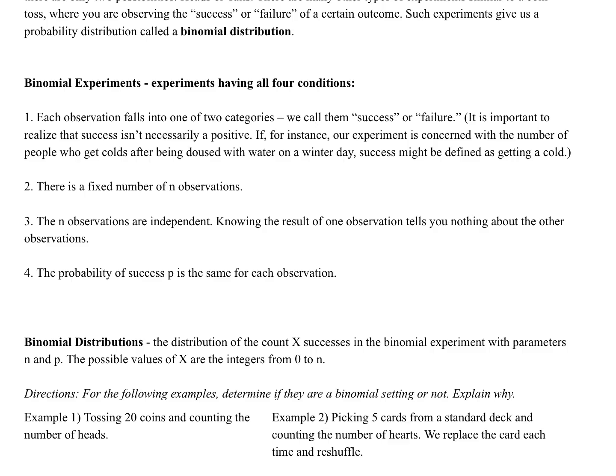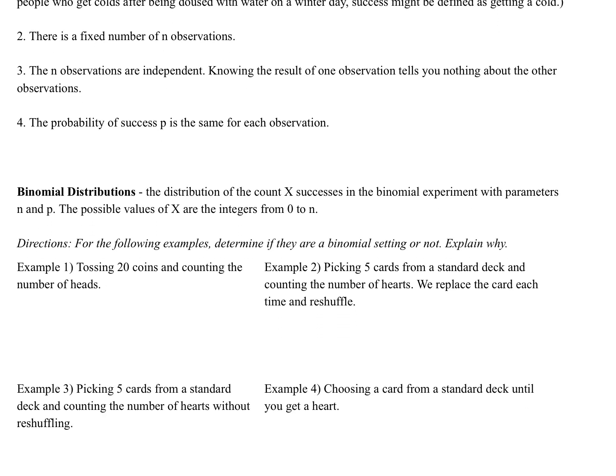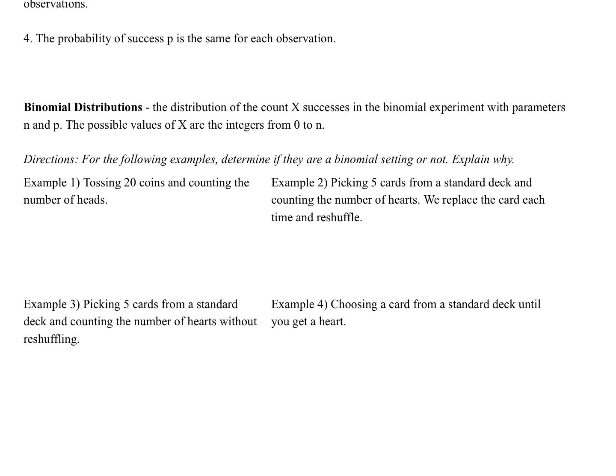So 3 and 4 are very much tied together, because if observations aren't independent, then the probability is not the same for each observation. So if you answered no to either 3 or 4, the other one will also be no. If 3 is no, 4 will obviously be no, and vice versa. So let's go ahead and look at some examples where we are going to determine if something is a binomial.